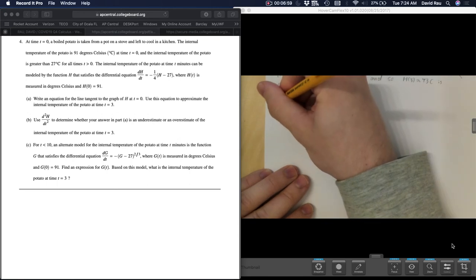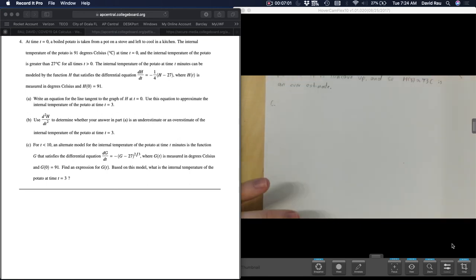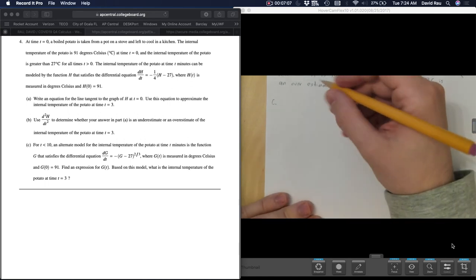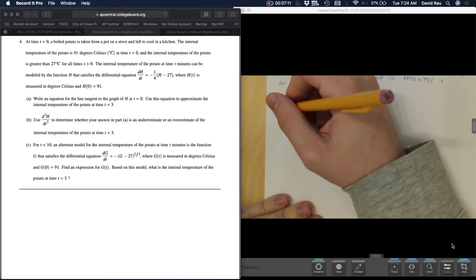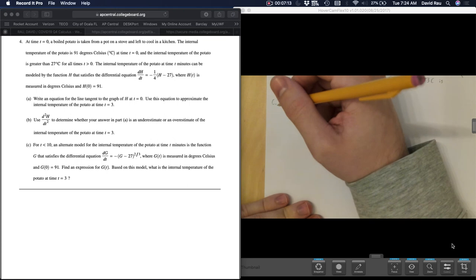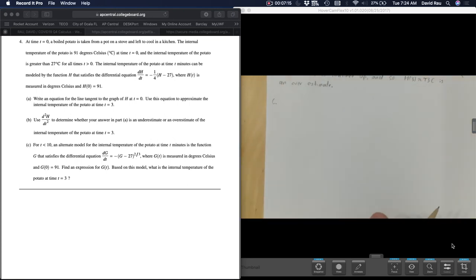Unfortunately, this is my second attempt. But my mistake here was solving for C. I just made one little algebra mistake, and I'll tell you where it was. The idea behind this question is they're saying, okay, now there's an alternate model that you could solve for the temperature of the potato. They give you this different function, and now they want you to use this different function to find the temperature at time 3.